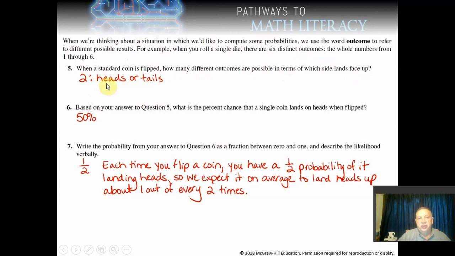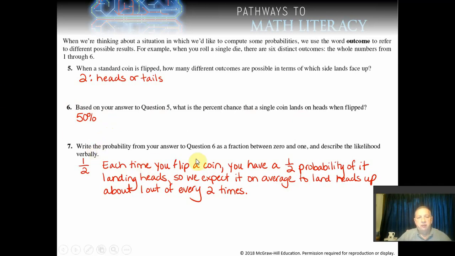So based on this, what is the percent chance that a single coin lands on heads? Well, I've only got one way I can get a head, but I've got 2 possible outcomes. So it's 1/2 or 0.50 or 50% of the time I would expect a head, but that's saying 50% of the time I'm expecting a tails.